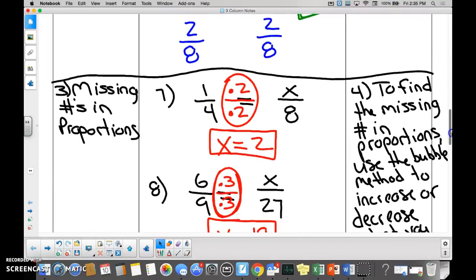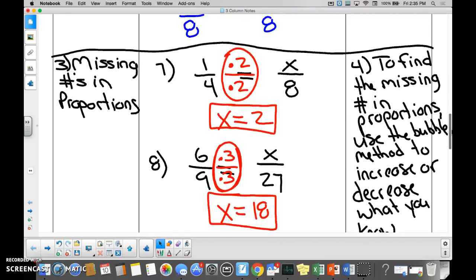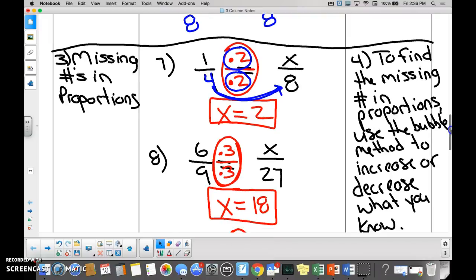And then down below, we seem to do a lot better job on this part, missing numbers and proportions. Again, using the bubble method. So we gave you 1/4 is equal to x over 8. How do you go from 4 to 8, you guys? 4 times 2. You multiply by 2. So if you multiply the bottom by 2, you multiply the top by 2, and what do you get? 2.